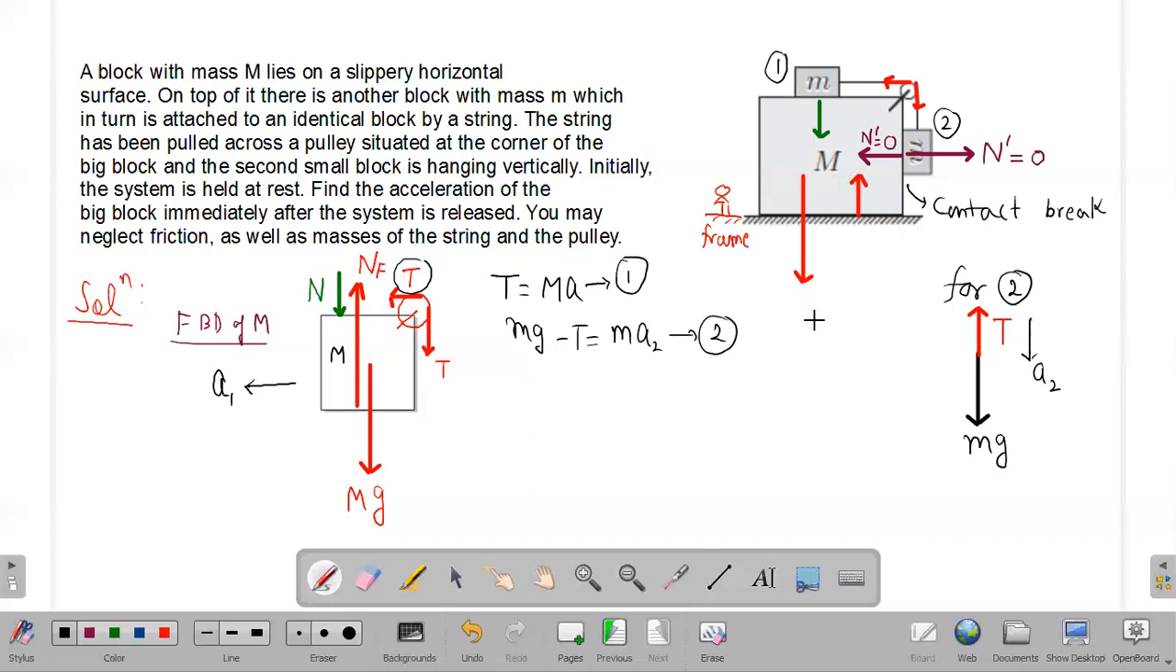And now block number 1. So for block number 1, notice we are drawing the free body diagram in the ground frame only. We are considering block 1 from the ground frame. And from the ground frame, the forces present on this block number 1 will again be the gravity force mg in the downward direction, a tension force towards the right side, and a normal reaction force on this mass m in the upward direction.